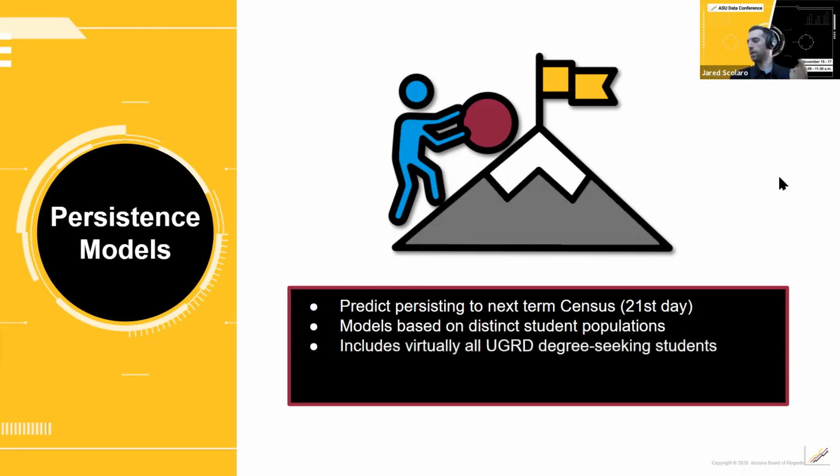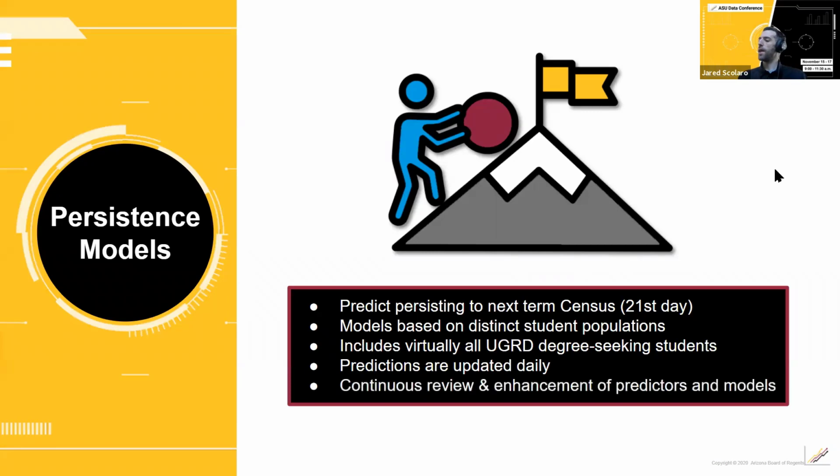We include almost all undergrad degree-seeking students on online and campus immersion. We update our predictions daily. So each day, a student will have a new prediction, based on if any of their predictors' values have changed. And then we're continuously reviewing and enhancing our predictors and our models and our approach to modeling to try and improve their interpretability, their accuracy, and their usefulness to our stakeholders.